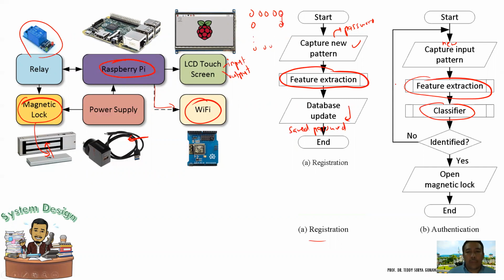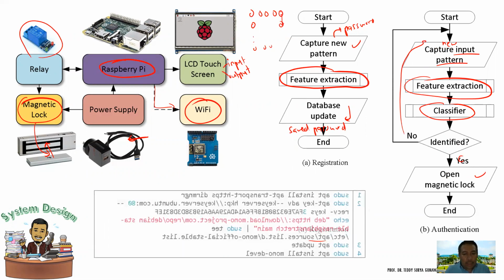For example, you are measuring the Euclidean distance between the safe password and the new pattern input. Okay, so is it the same, similar, or is it different? If it's identified yes, then we open the magnetic lock. If not, then we keep asking for the new input pattern.